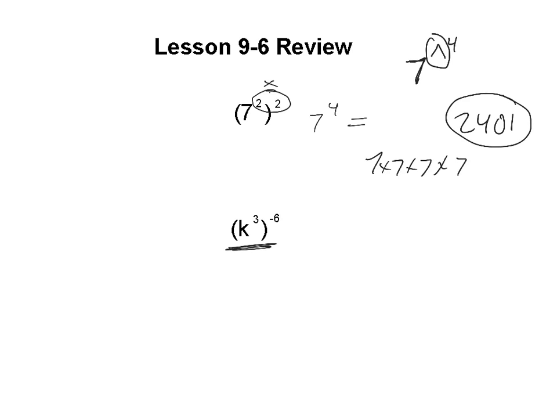Let's do one like this. Notice the power to a power again, so our base stays the same, right? And then 3 times negative 6 is negative 18. I can't go any further on that one because I don't know what K stands for.